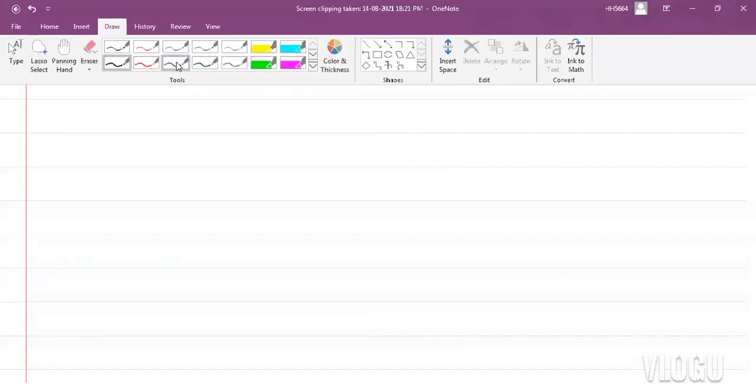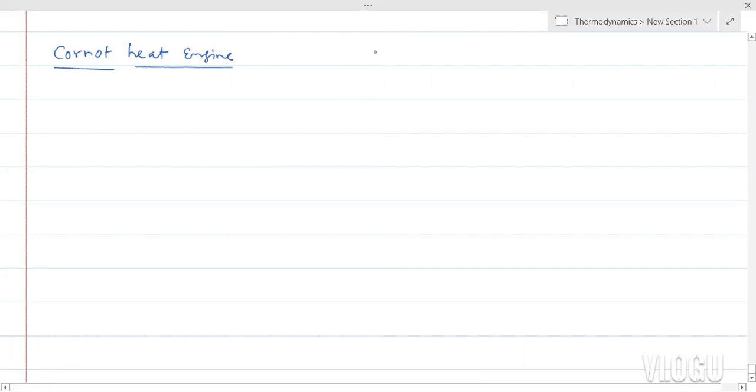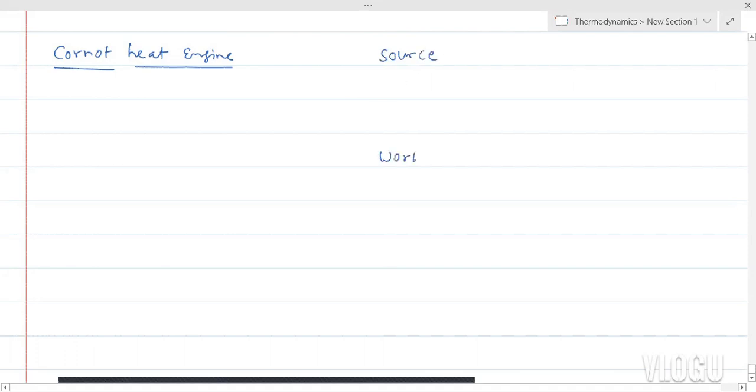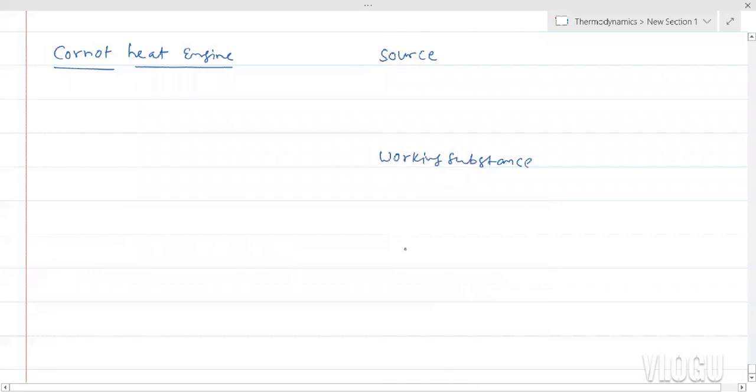So we think of Carnot heat engine. For any heat engine, we need a block diagram. First, I'm taking the block diagram of heat engine. So this is a source, and this is the working substance, and this will be the sink.